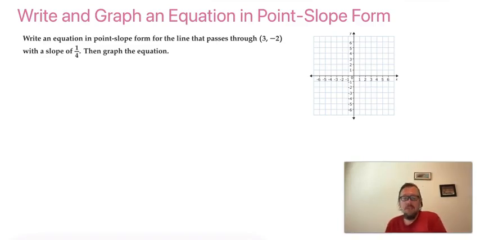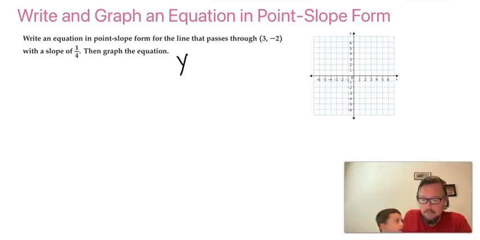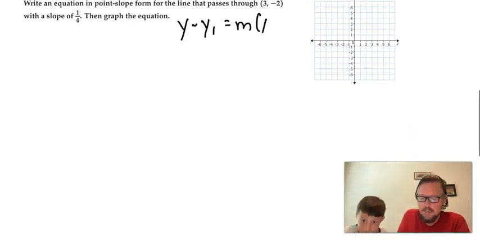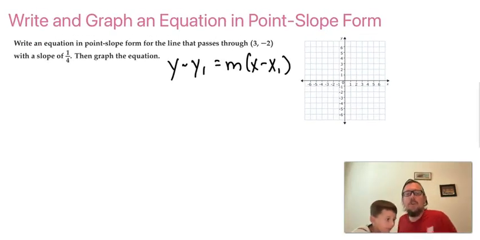And the reason why is because point-slope form looks like this. It is y minus y1 equals m, and then in parentheses, x minus x1. That is point-slope form, and that's one of the reasons why we maybe prefer slope-intercept form sometimes. But point-slope form is a good tool for us to use every now and then, especially because it's a really easy way to get an equation if you have the slope and a point, which we do in this case.